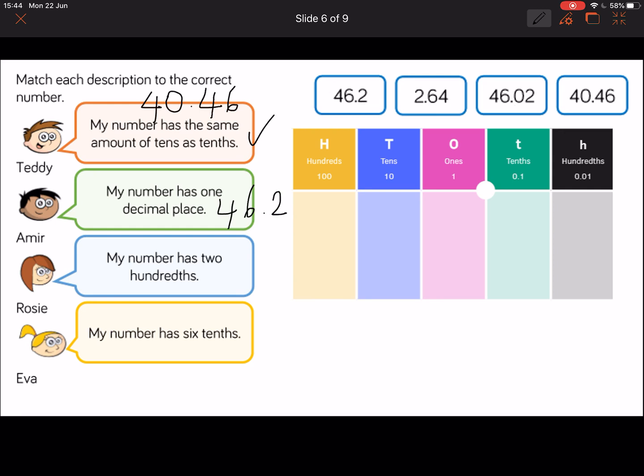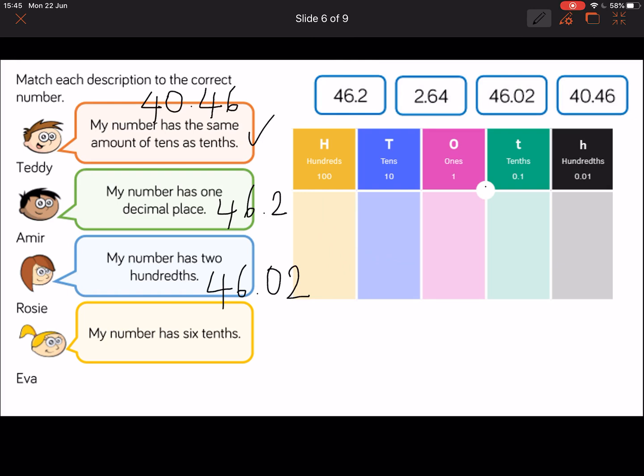Next one, Rosie says, my number has 2 hundredths. So we need to look at not the place value after the decimal point, but the one afterwards. This doesn't have any hundredths. This has 4 hundredths. This has 2 hundredths. And this has 6 hundredths. So which one is it? It can only be this one, 46.02. Well done if you've got that.